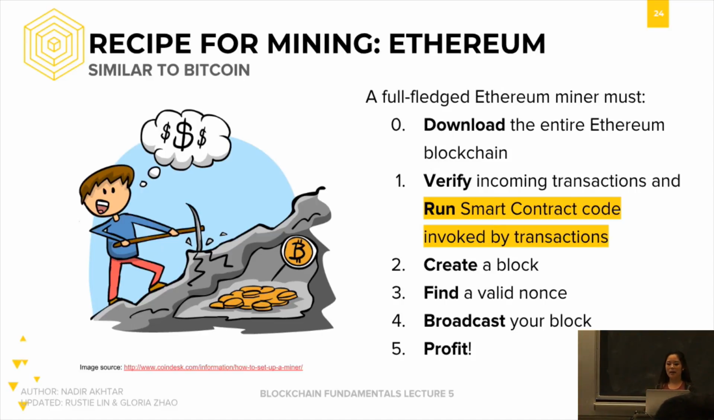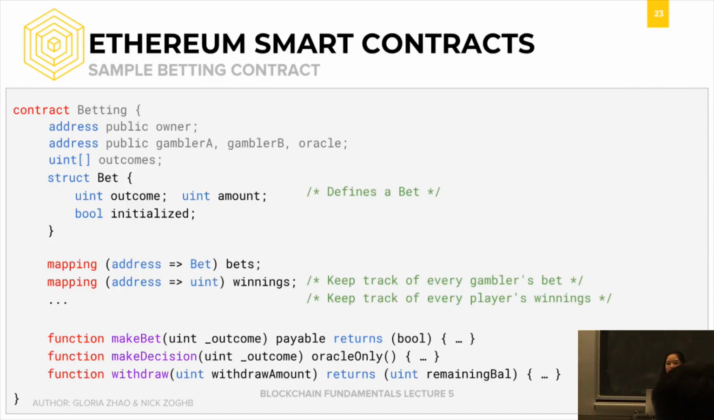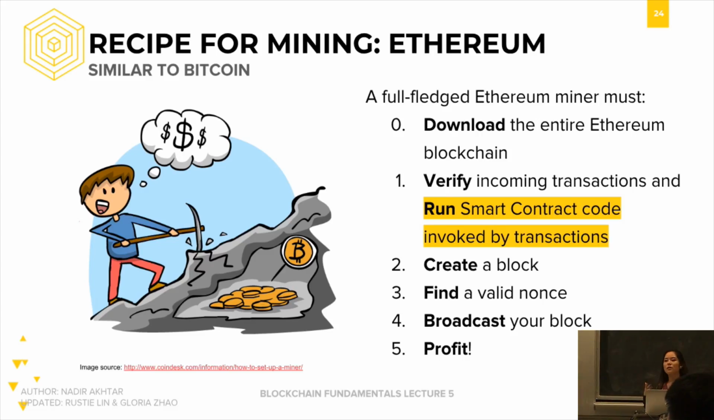So when I say I want to make a bet with this smart contract, there's code that needs to be executed on top of just me sending money to this contract. So the miner would be responsible for this. Then they create the block, just like in Bitcoin, and then they also have to do the proof of work, so they find the valid nonces.